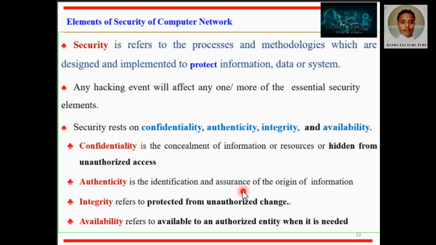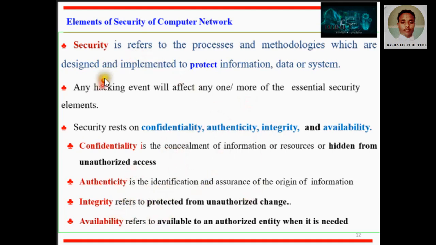Just as we have learned in other security topics, like information security, you have learned the concept of the CIA triangle. CIA triangle means confidentiality, integrity, and availability of your system. So, if you assure the CIA triangle, your system can be secure. The other thing is authenticity.